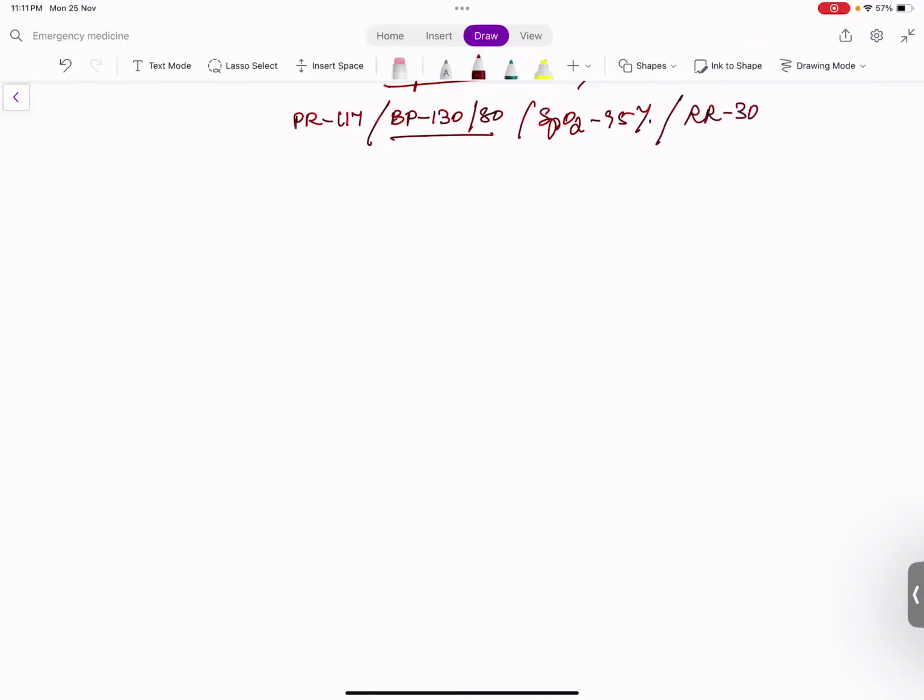So after the targeted history and examination, we came to know that he is a 68 year old male. He was a known case of coronary artery disease, was taking clopidogrel and aspirin for a long time. He's still regular with his medicines. And he did not give any history of cough or expectoration or any fever recently.